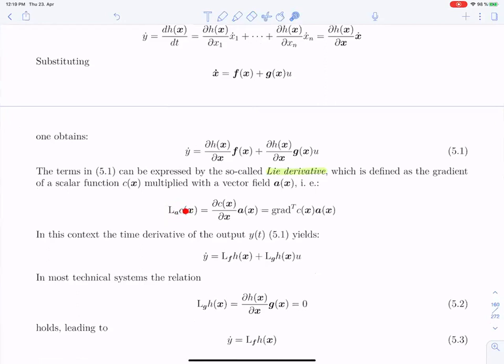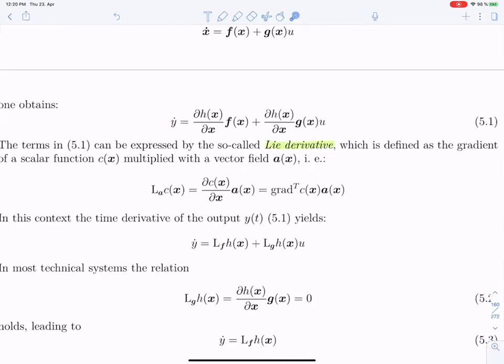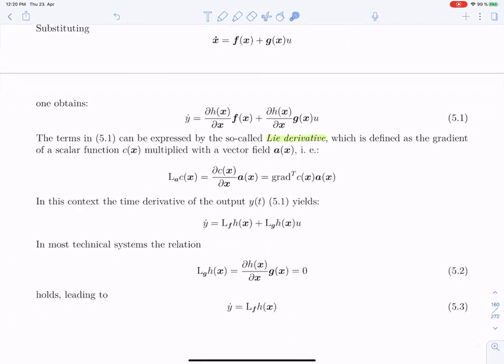It simply designates the change of c of x along the vector field a, okay? And if we use this, then this first derivative of y can be simply denoted in the following way. So it's LF h of x, the change of h of x along the vector field f, which is the first one here, plus LG h of x, which denotes the change of h along the vector field given by g, okay, times u. So this is how we proceed. This is our new terminology.